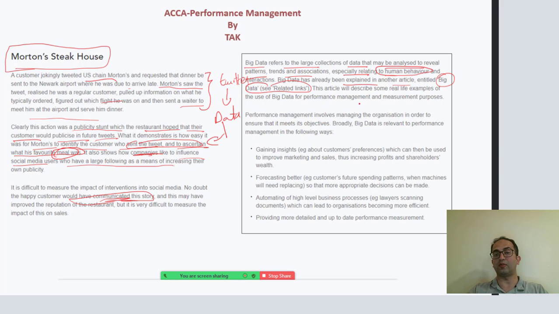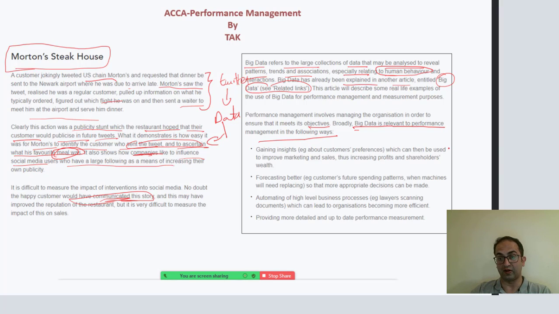Big data can be used for performance measurement purposes. Performance measurement involves managing the organization in order to ensure it meets its objectives. I'm just reading this out because I feel it is very important, as it's mentioned in Student Accountant, so I'm trying to be sure that each and every word has been read out and conveyed to you. Broadly, big data is relevant to performance management in the following ways.